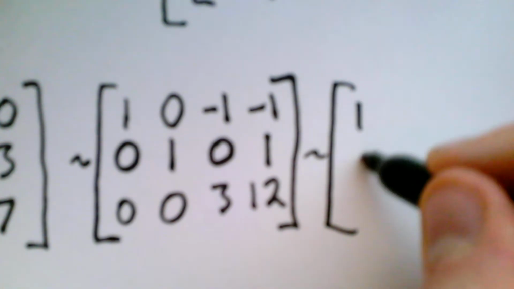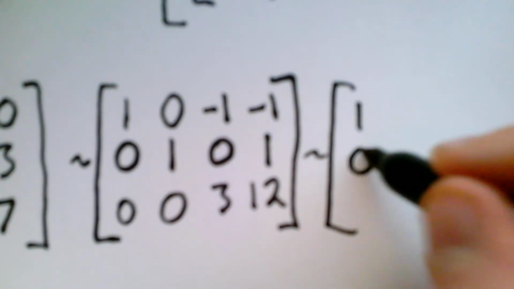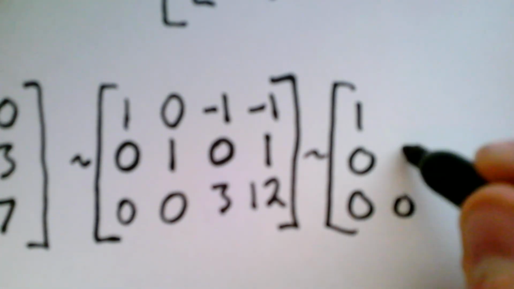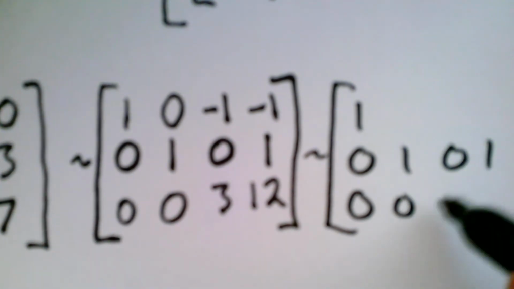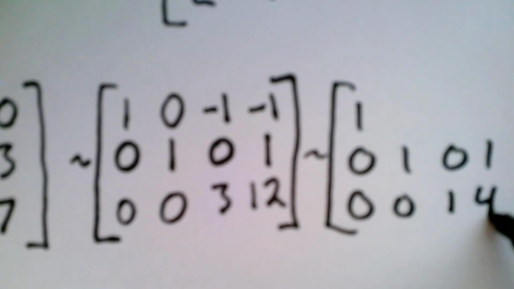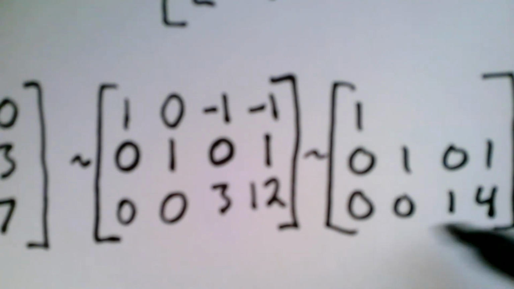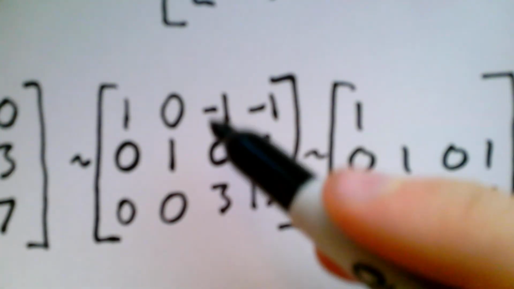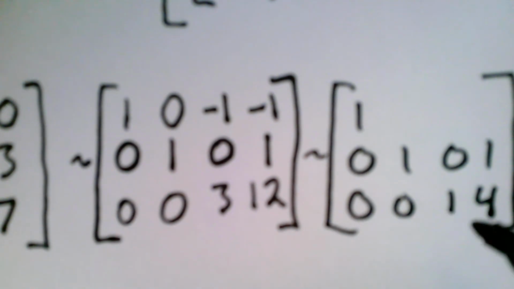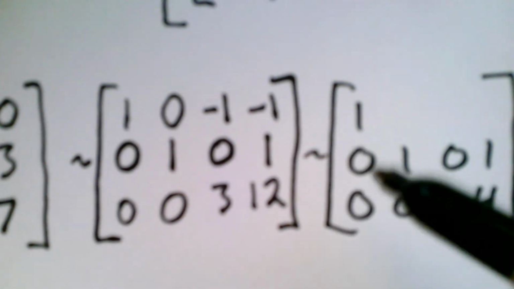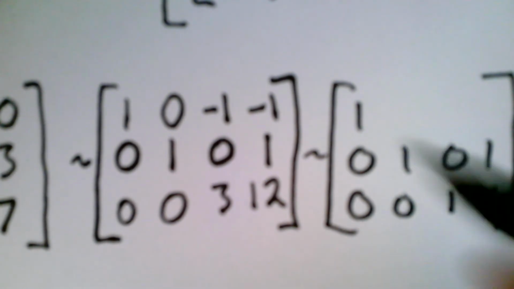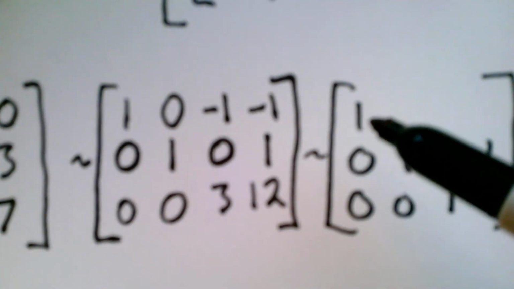We have 1, 0, 0, 0, 1, 0, 1, 1, 4, because I'm dividing by 3. And then I want to get rid of this negative 1. So 1 plus negative 1 is 0. So I'm going to just add this row to that row. And you might be wondering why I put a 1 here.